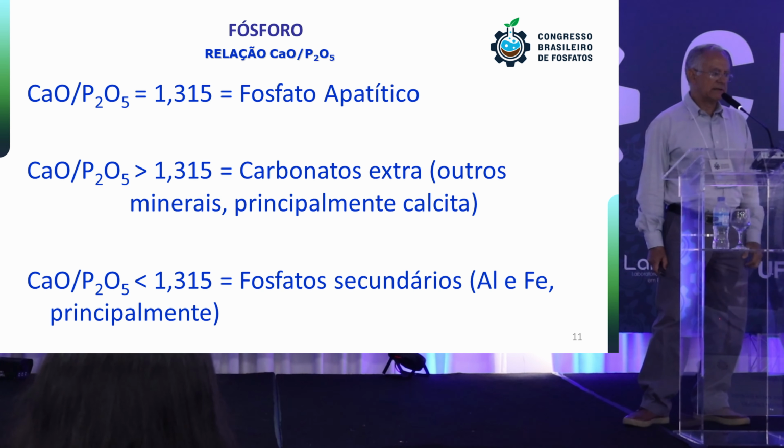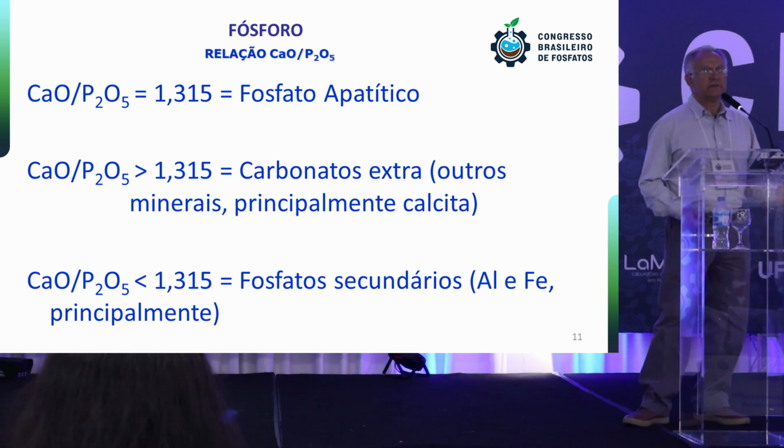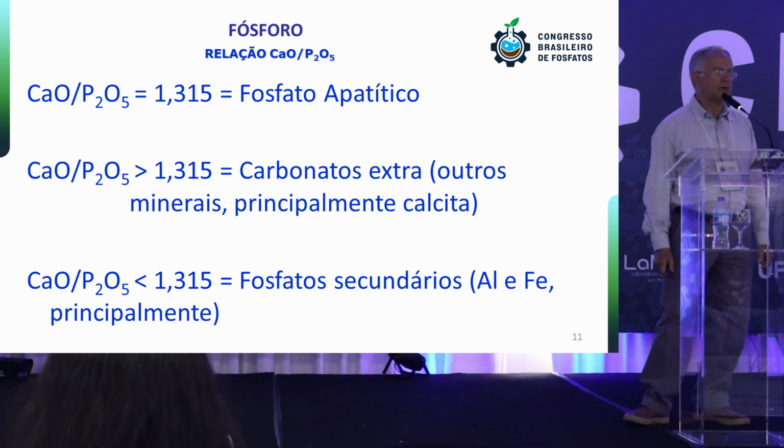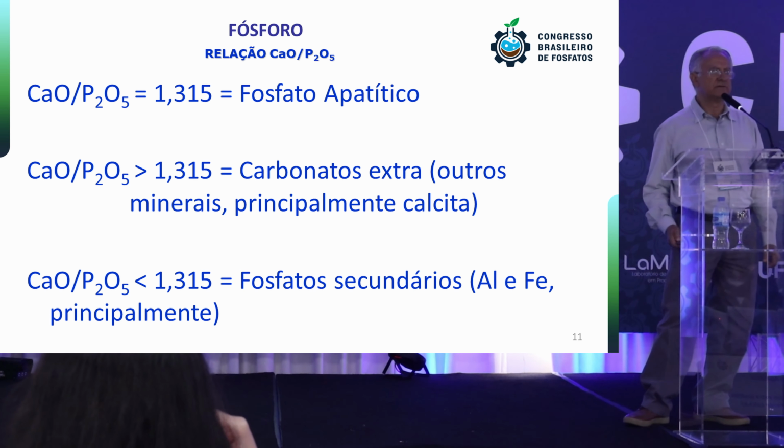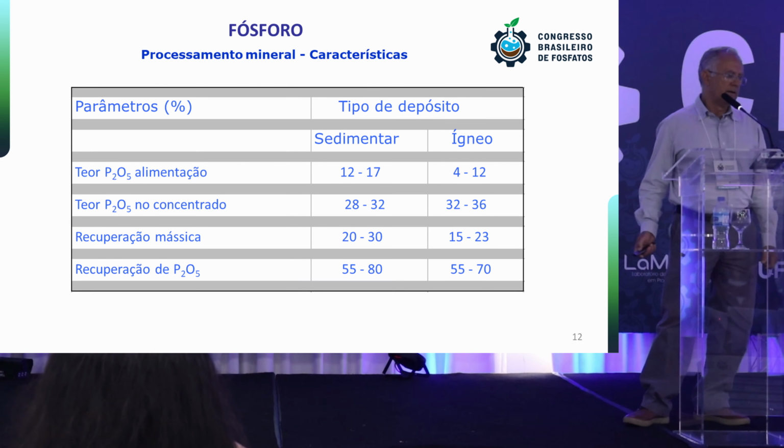And here we have the relation between CaO/P2O5, that is for apatite phosphate. Above this value, you have carbonates that are not bound to the calcium and the phosphorus. And here in the second equation, you have the presence of iron and aluminum.